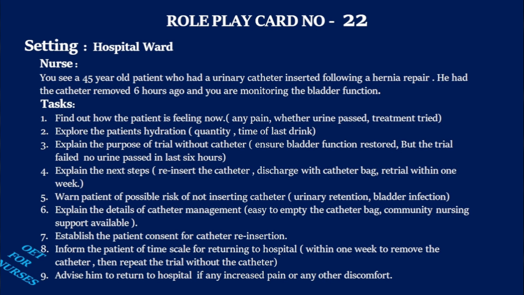Fifth one says, inform the patient of possible risk of not inserting the catheter: urinary retention, bladder infection. Explain the details of catheter management. Easy to empty the catheter bag. Community nursing support available. Seventh one says, establish the patient's consent for catheter reinsertion. Eighth one says, inform the patient of the time scale for returning to hospital within 1 week to remove the catheter, then repeat the trial without the catheter. Last one says, advise him to return to hospital if any increased pain or any other discomfort.